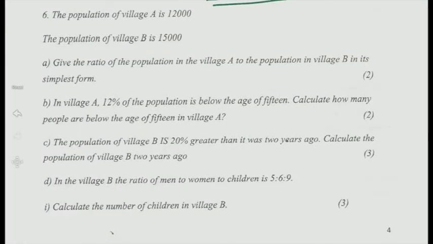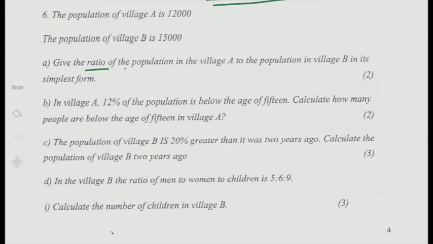The population of village A is 12,000. The population of village B is 15,000. Give the ratio of the population in village A to the population in village B in its simplest form.